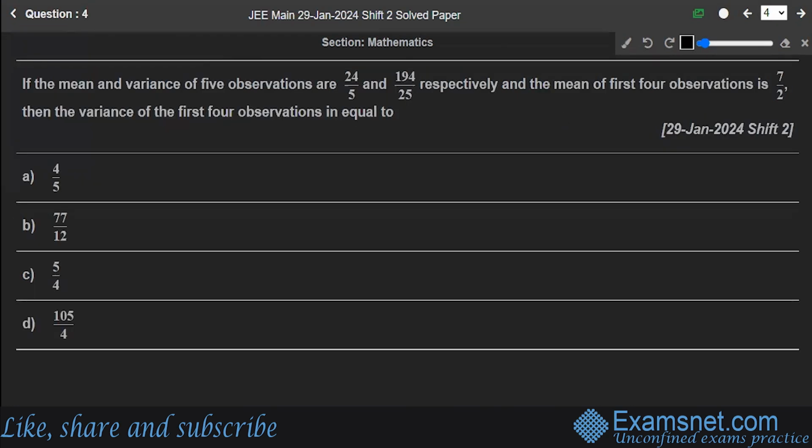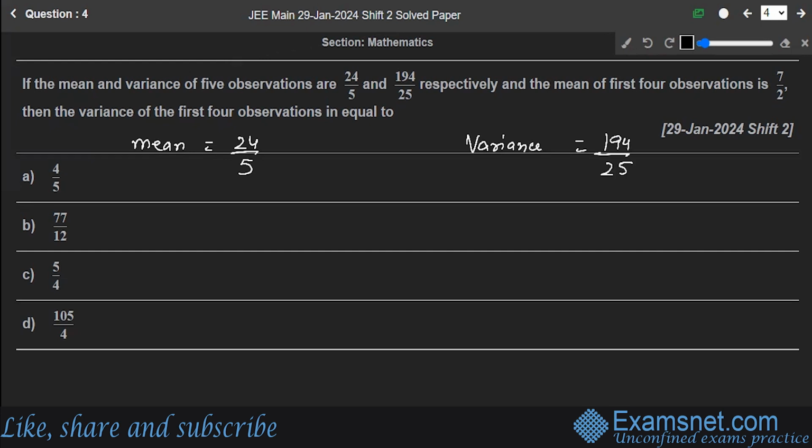Question number, the mean and the variance of 5 observations are this and this respectively, and the mean of the first 4 observations is 7 by 2. Then the variance of the first 4 observations is equal to. Okay, so you're having mean as this. Let's write it down. Mean is given to you as this, and variance 194 upon this.